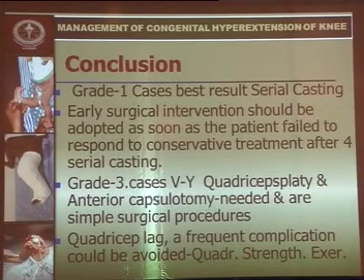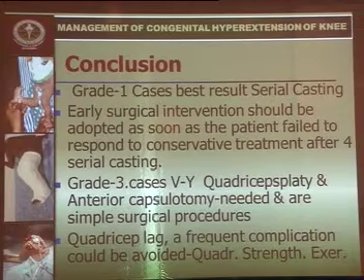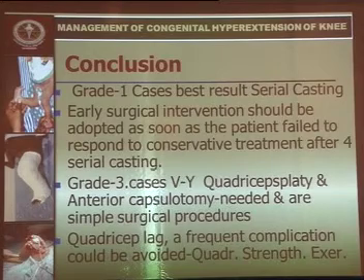Grade 1, if there is no dislocation, only quadriceps contracture, you try with knee flexion, you get the best result. Early surgical intervention should be adopted as soon as the patient fails to respond to conservative treatment after 4 to 5 serial castings. If there is no yielding, no knee flexion improvement, less than 90 degrees, then decide for surgery. Grade 3 cases, VY quadriceps plasty and anterior capsulectomy needed under simple surgical procedure.